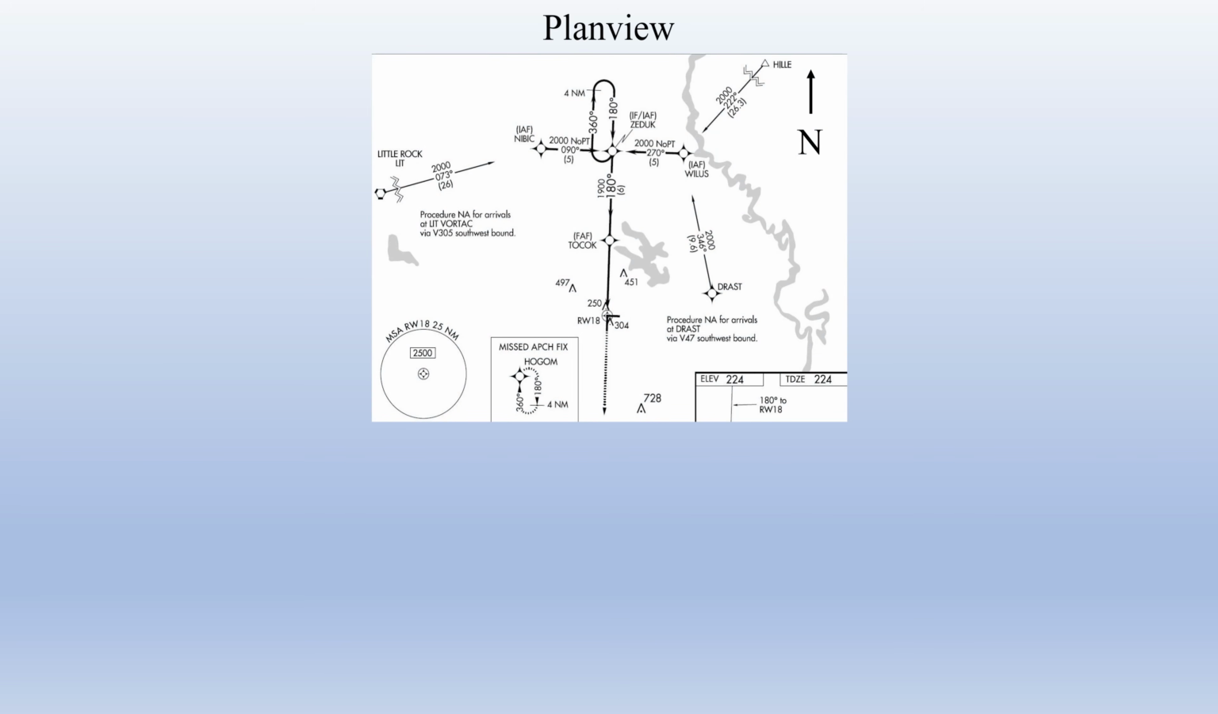So let's take a look at approach charts, sometimes called approach plates. When we look at an approach chart, there are two views of the approach on the chart. The largest view on the chart is called the plan view, which is a map of the approach like we're looking down on it from above, like a standard map. And like most aviation maps, it's oriented with north at the top.